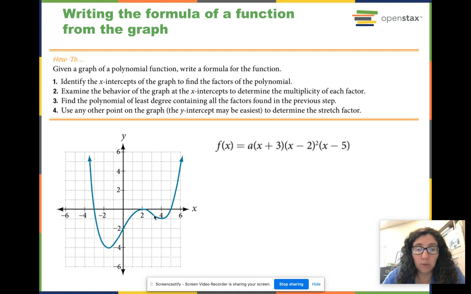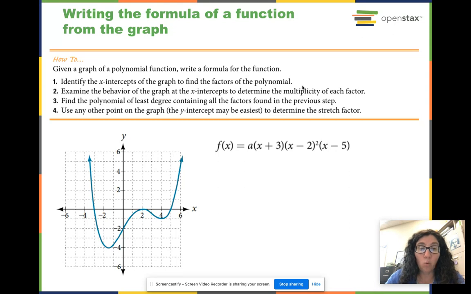This looks like it has multiplicity 2 because it touches but doesn't cross at 2. So we make that exponent 2. Here at -3, that looks like it just crosses, so it has exponent 1. So our function is going to have this form.